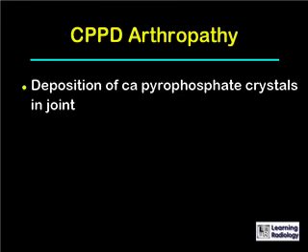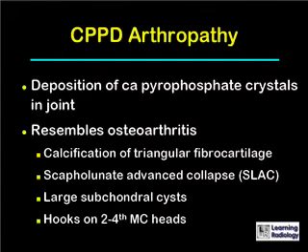CPPD arthropathy is due to the deposition of calcium pyrophosphate crystals in the joint. It resembles osteoarthritis. There may, however, be calcification of the triangular fibrocartilage, scapholunate advanced collapse or SLAC, as in this case. It also may produce large subchondral cysts, and there may be hooks seen on the head of the metacarpals in the 2nd through 4th fingers.